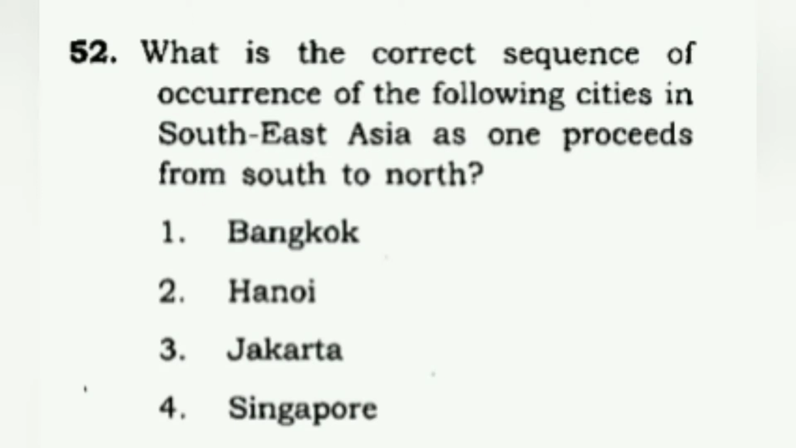Then we have, what is the correct sequence of occurrence of the following cities in Southeast Asia as one proceeds from south to north? And there are four options. We have Bangkok, Hanoi, Jakarta, and Singapore. And we are asked how it goes when we move from south to north. So please do note the directions, because most of the time we forget the directions or confuse them with something, and accordingly we get it wrong.